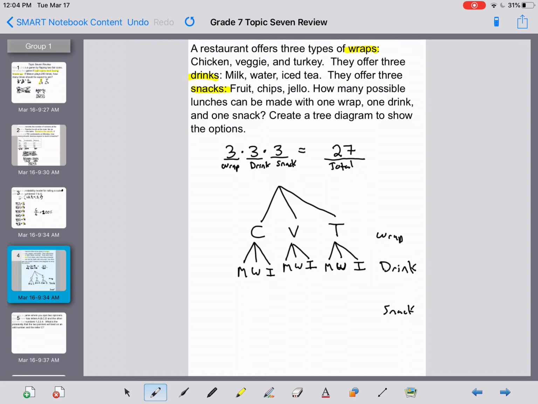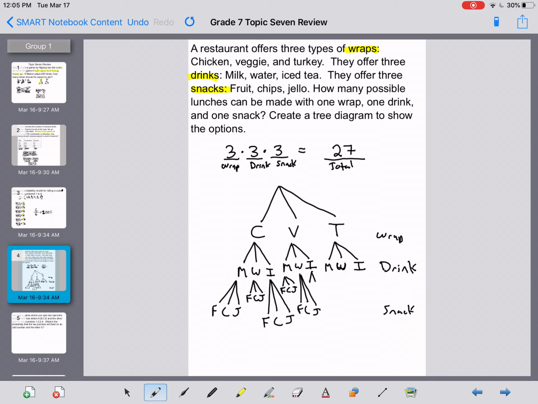If I have chicken and then milk, there are 3 snack options that I can have. I can have fruit, chips, or Jell-O. If I have chicken but I have water, I still have 3 snack options: fruit, chips, or Jell-O. Same thing with iced tea. There'd be 3 snack options: fruit, chips, or Jell-O. Same thing with all of my wrap and drink options. There's 3 snack options: fruit, chips, or Jell-O.